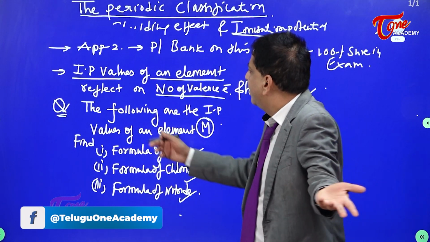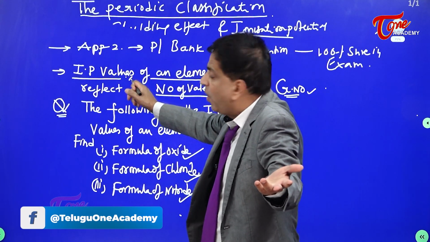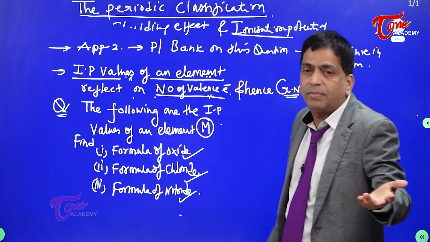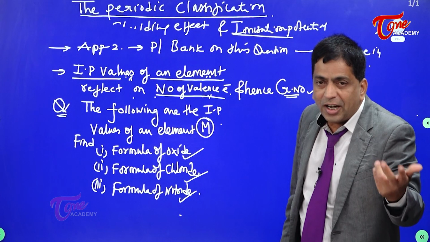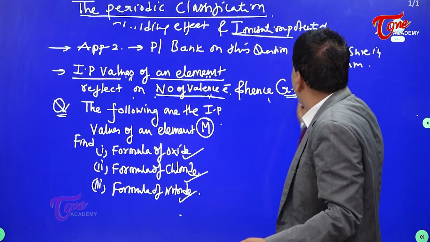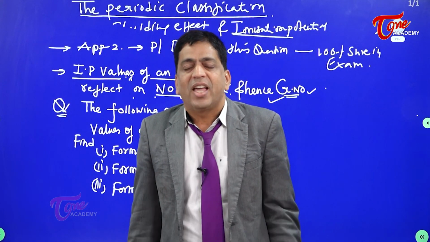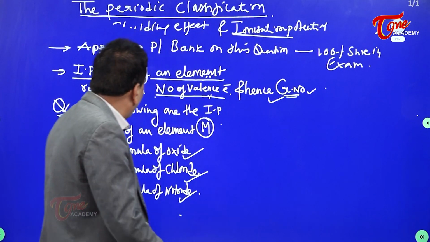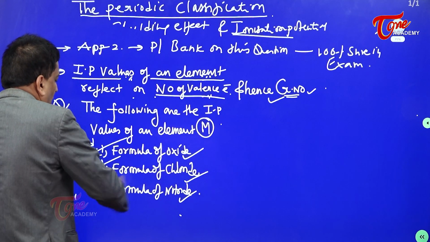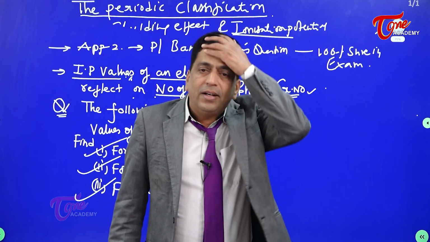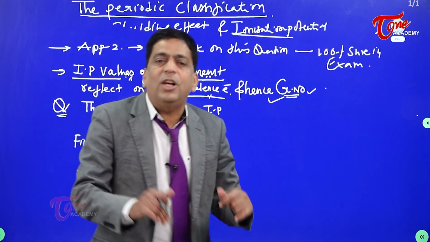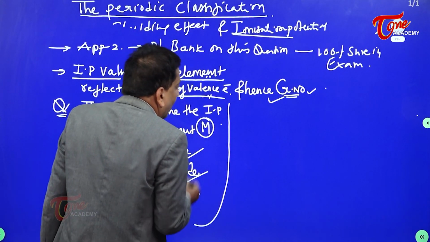Well, I told you, IP values of an element reflect the number of valence electrons. Once you know the number of valence electrons, then I think you know the group number. And once you know the group number, then I think we will be in a position to find the formula of the oxide, chloride, or nitride, that's for sure. And it is no problem in determining that. You must understand that. Right? So what are the values given? The values given are like this.